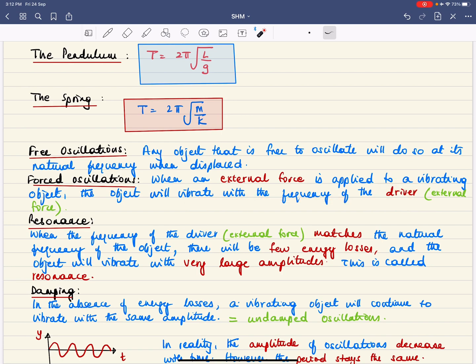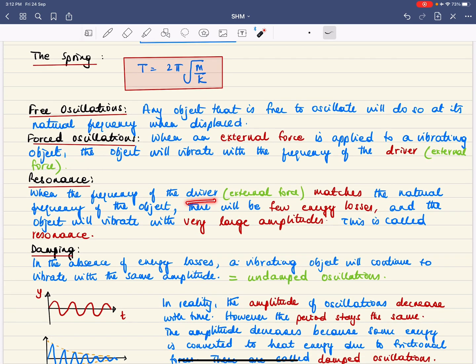Okay, what's resonance? When the frequency of the driver matches the natural frequency of the oscillator, there will be few energy losses and the object will vibrate with very large amplitudes, and this is called resonance. I'm just going to write, but the amplitude will be small for forced oscillations. That's something that's important.